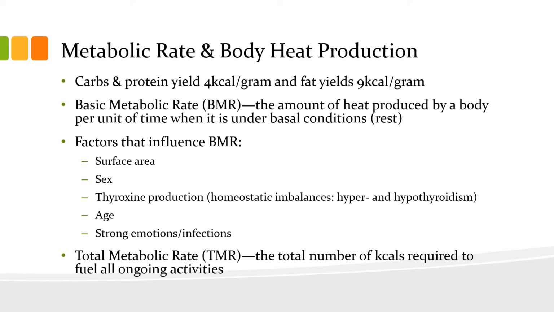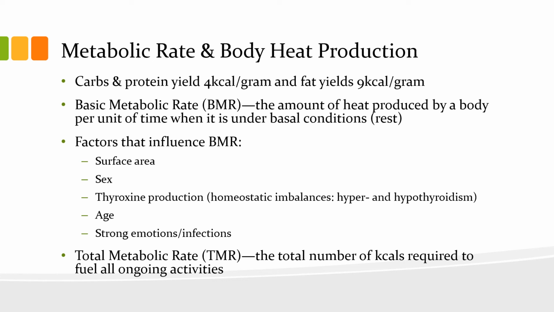Metabolic rate and body heat production. So, body energy balance. Carbs and protein yield about 4 kilocalories per gram, and fat yields 9 kilocalories per gram. Basic metabolic rate, or the BMR, is the amount of heat produced by a body per unit of time under its basal conditions, being at rest.